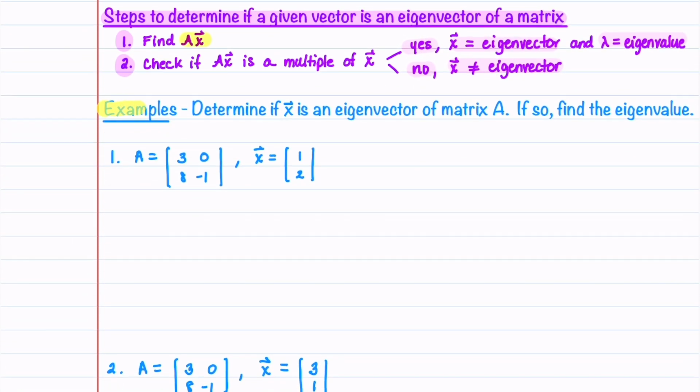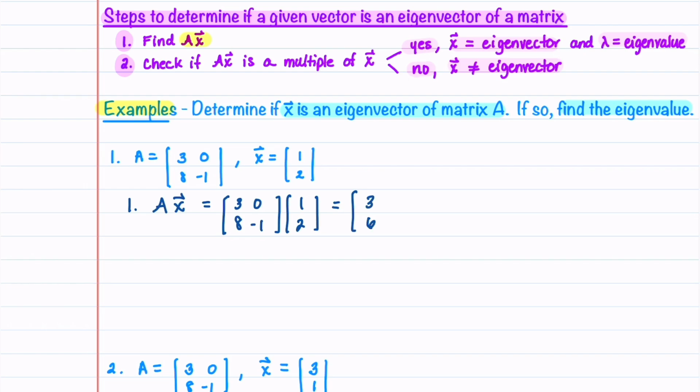Let's now walk through two example problems where we're asked to determine if x is an eigenvector of matrix A. If it is, we want to find the eigenvalue. Our first step is to compute A times vector x. Our matrix A is [3, 8; 0, -1], and we multiply it by our vector x, [1, 2], and this gives us the vector [3, 6].